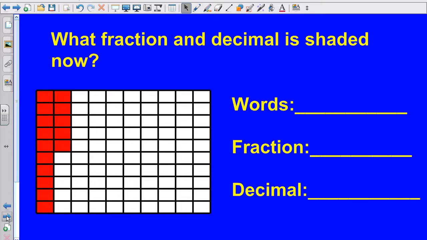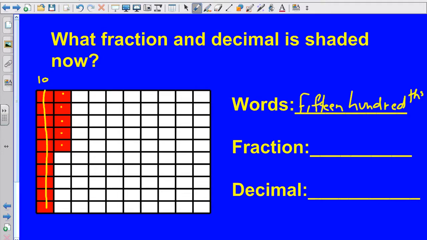Let's continue and add some more. Okay, Cole. In words, I'll give you a hint. There's 10 in this column. 15 out of 100. Okay. 15, what? Not 15 out of 100. It's 15 hundredths. There you go. As words, it is 15 hundredths. With a THS ending.